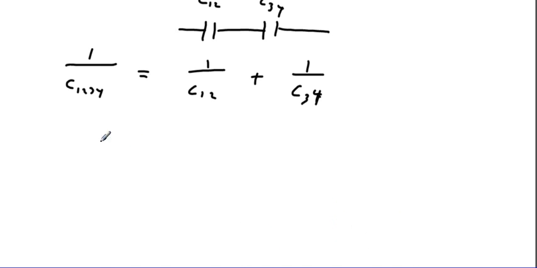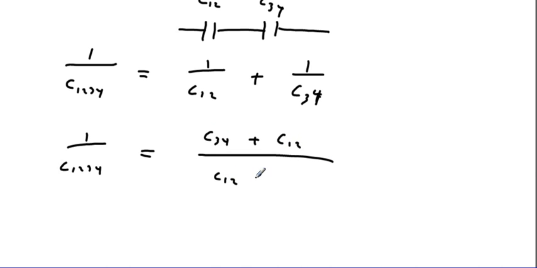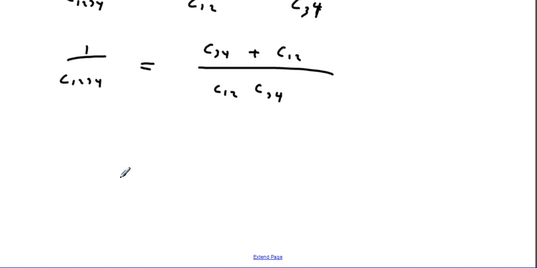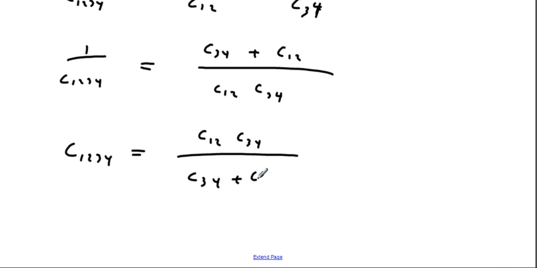Alright, so that being the case, C1,2,3,4 is equal to C3,4 plus C1,2 divided by C1,2 times C3,4. Right? And then we can plug back in and say 1 over C1,2. Well, we would invert. So we'll invert both sides. C1,2,3,4 would be C1,2 times C3,4 divided by C3,4 plus C1,2.